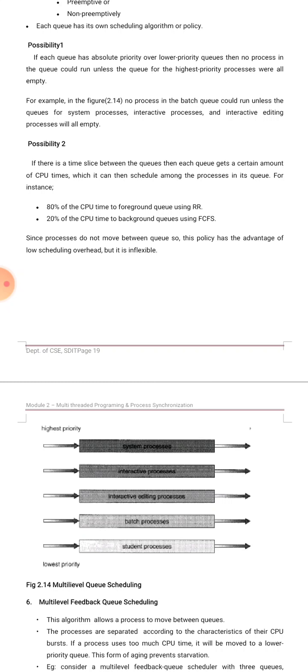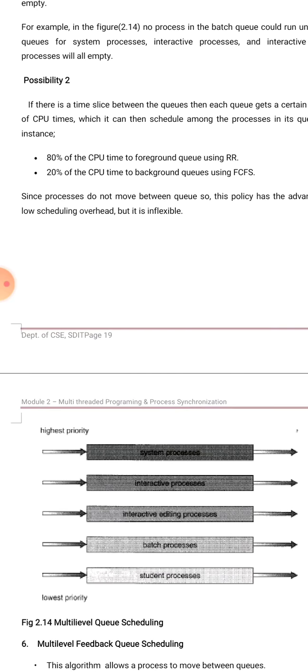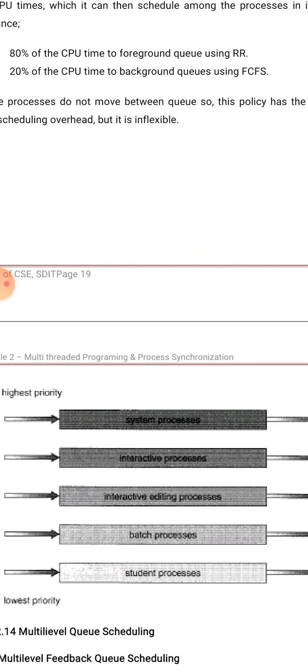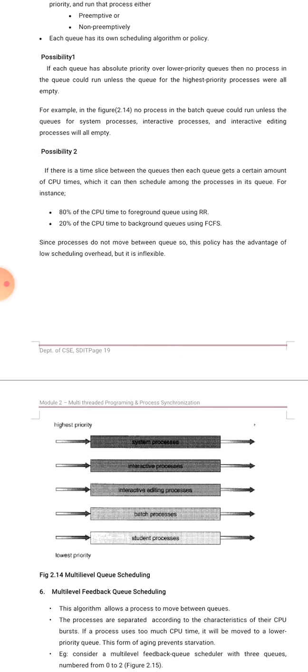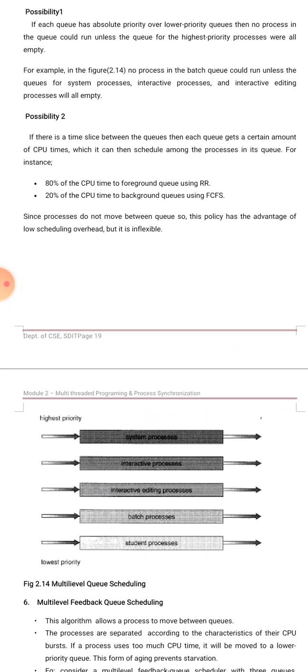What is the meaning of this? Just see the diagram. Here the system process queue has higher priority. So this particular queue which has system related processes has higher priority. Now suppose you have some process in this particular queue, that is a system process. In that case you cannot execute any process that is at a lower level. That is the first possibility they are saying. So what should happen? First, whichever queue has the highest priority, that should be empty.